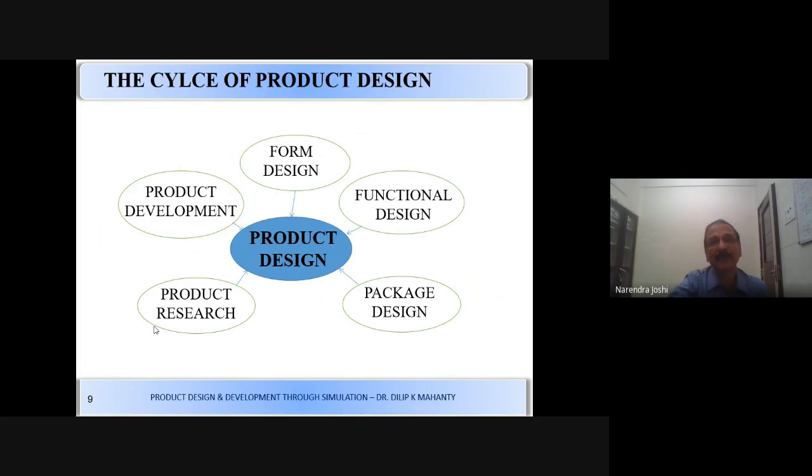Five important points: product development, form design, functional design, packaging design, and product research. This product research purpose basically tells me what kind of things the customer needs or what we can offer to the customer. Customer may not know, but based on the technology we have, we can tell this is a new thing we can bring to the customer. Then we start developing the product based on this, and we attend to form and function. It should be good form.